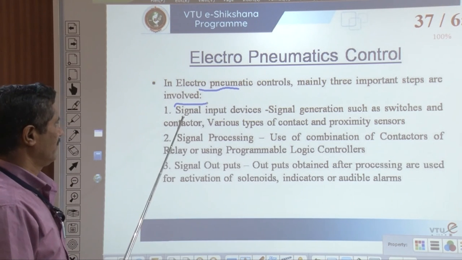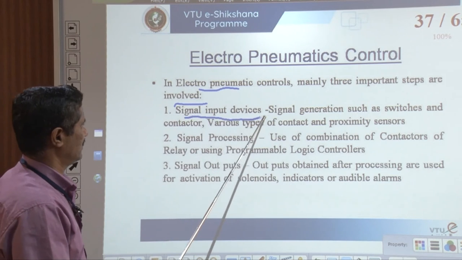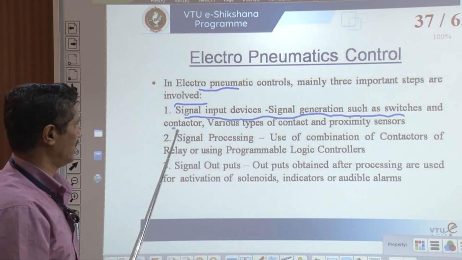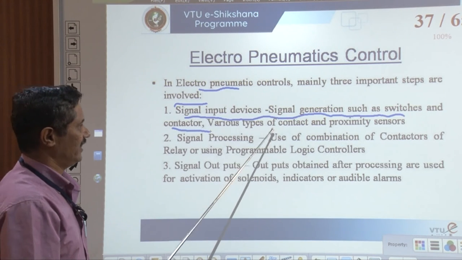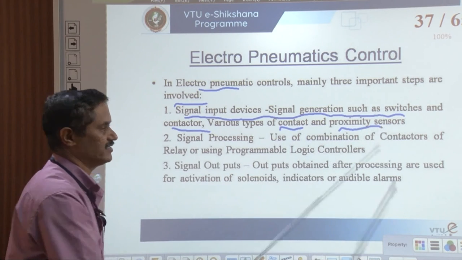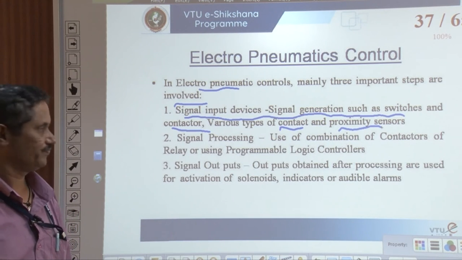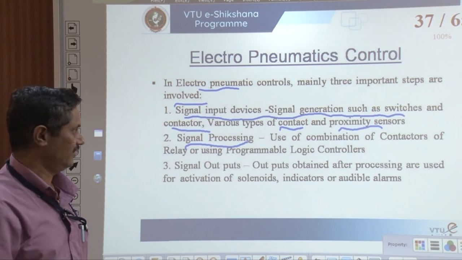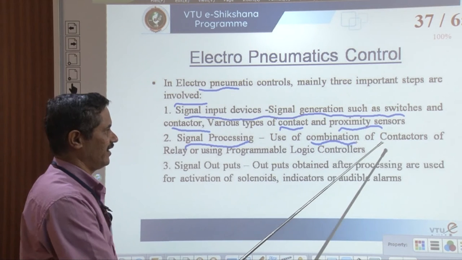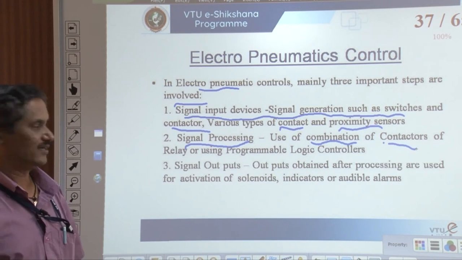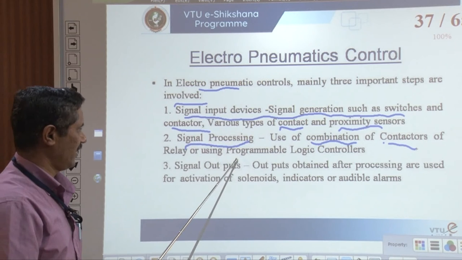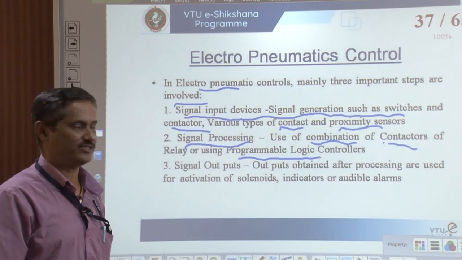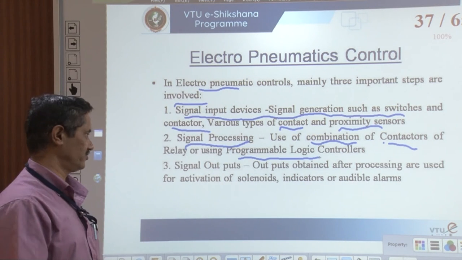The first step is signal input devices, that is signal generation, such as switches and contactors or relays and other things, and various types of contact and proximity sensors have to be understood by you. And the second step is signal processing. Here, the use of a combination of contactors or relays and using a PLC to get such signals using PLC logic should be understood.